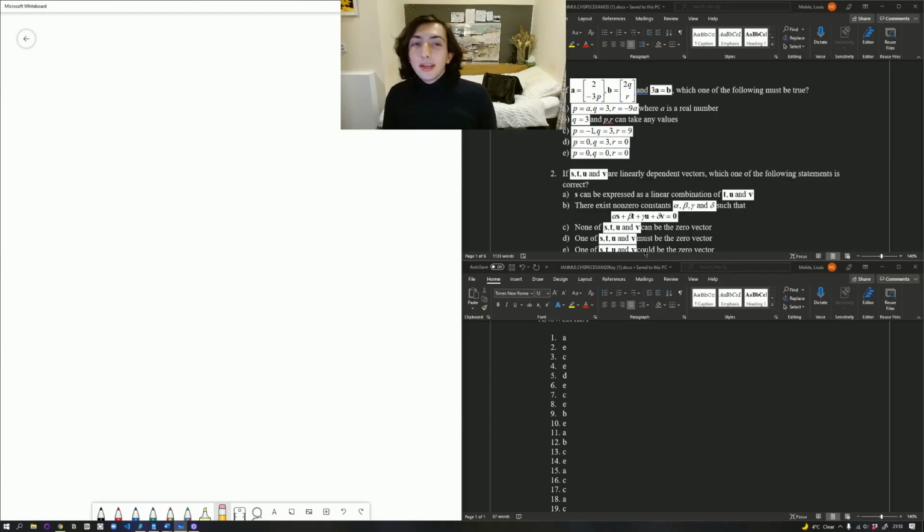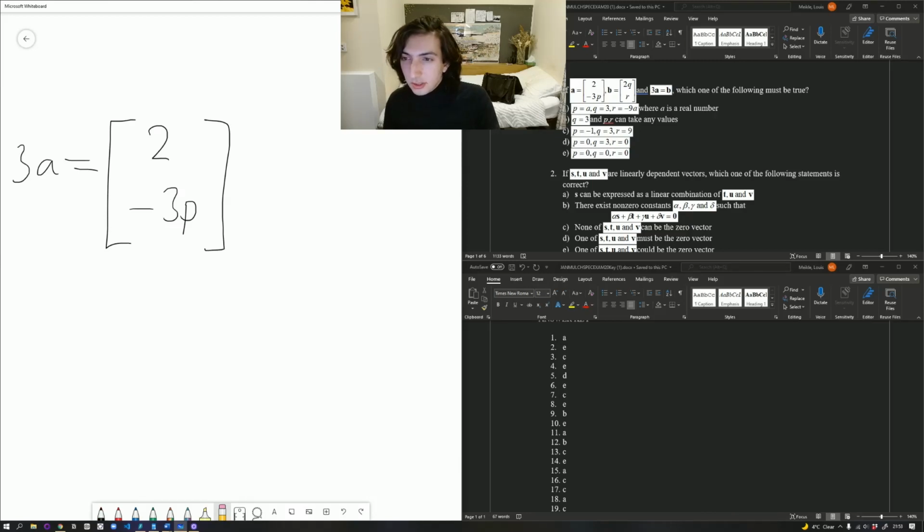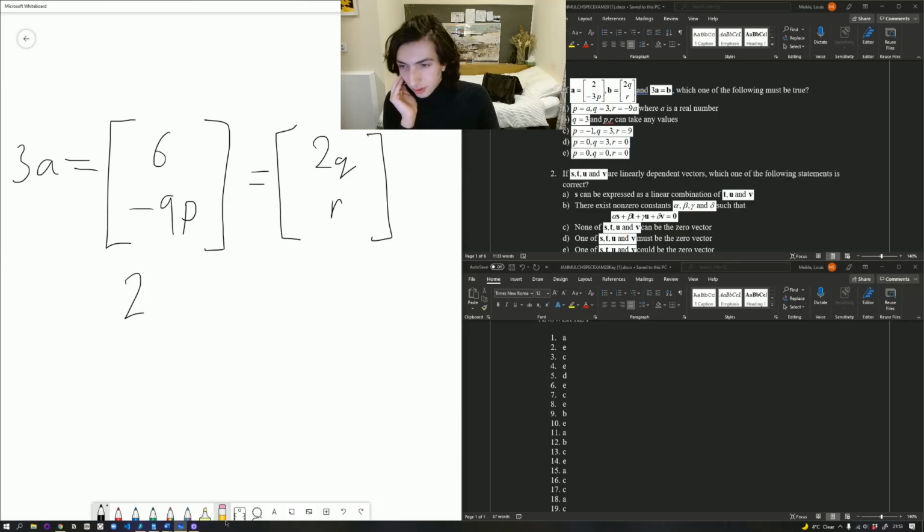All right. Now, number one should be fairly obvious. I probably don't have to explain this too much. You've got A and B here, two vectors, and you've got a simple algebraic expression here. So 3A is going to be equal to B. So if we times A, which is regarded as 2 minus 3P, and we do 3A, that's going to change this 2 to a 6, and this minus 3 to a 9. Fairly simple stuff. And we know that this is now equal to B, which is 2Q R. So you're left with 2Q equals 6 and minus 9P equals R.